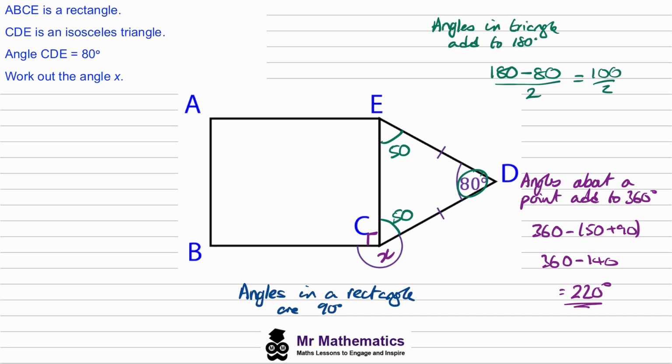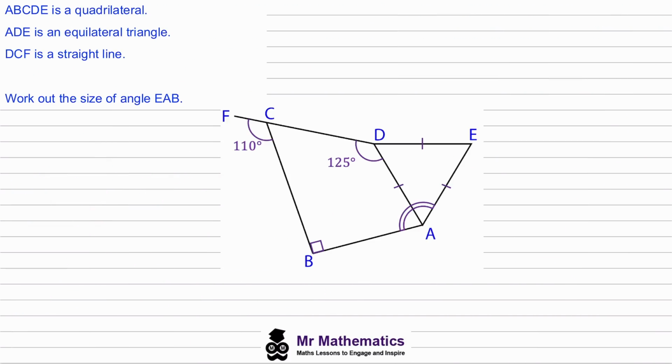Let's try another one. So in this question, we're told that we have a quadrilateral and an equilateral triangle. We need to work out this angle here. So do you want to give this question a go yourself? You can pause the video and come back when you're ready.